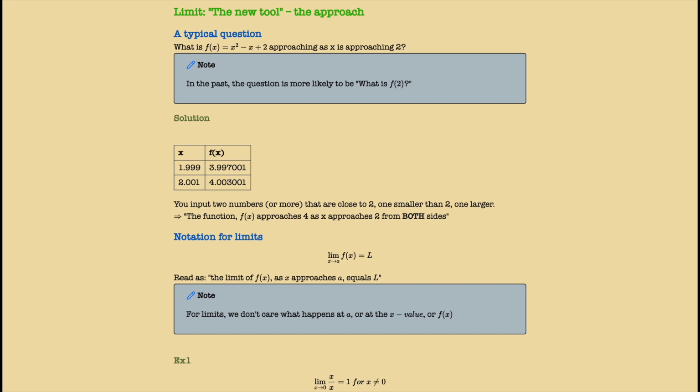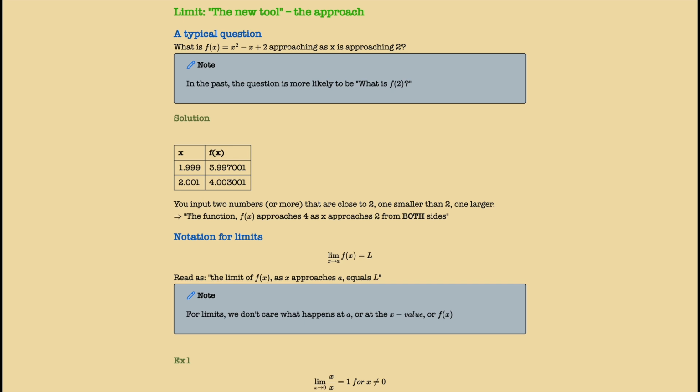It's like we're sneaking up on the function's target, seeing where it's aiming, even if it never quite hits the bullseye. A perfect way to put it. And there's a special notation we use to express this mathematically. Lim as x approaches a of f(x) equals L.